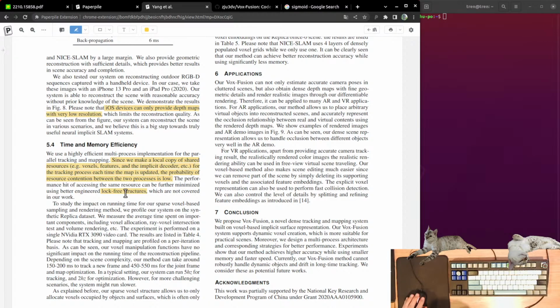So they're saying there's more clever stuff you could do with lock-free structures, where you don't have to have these locks to make sure that things don't change at the same time. But it's good to know because it just means you can squeeze more performance out of this. Okay, they're doing this on a 3090.